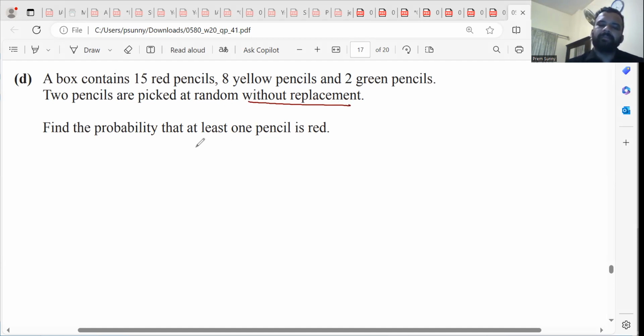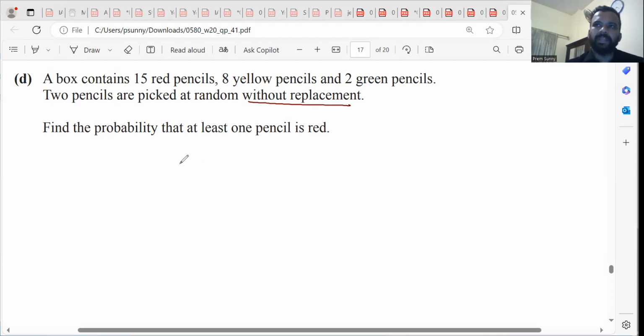In the previous example, we considered replacement. The bead was getting replaced. So in this example, the pencils are not getting replaced. That means it is without replacement. So let's draw the tree diagram first.